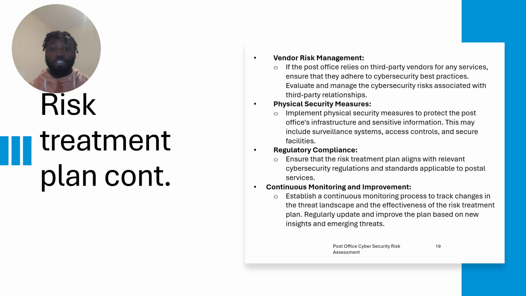We have physical security measures. This implies that physical security measures should be implemented to protect the post office infrastructure and some sensitive information. That means some information is documented on paper. Okay, we have regulation compliance. We ensure the risk treatment plan aligns with the relevant security regulations and standards applicable to the post office service.